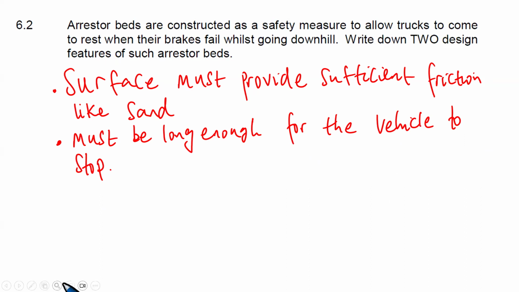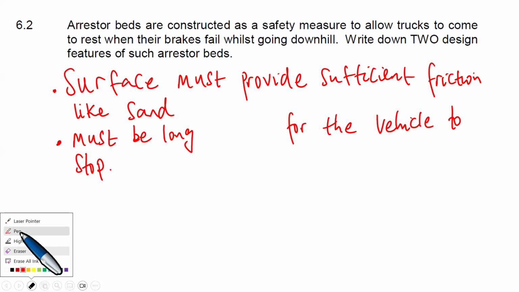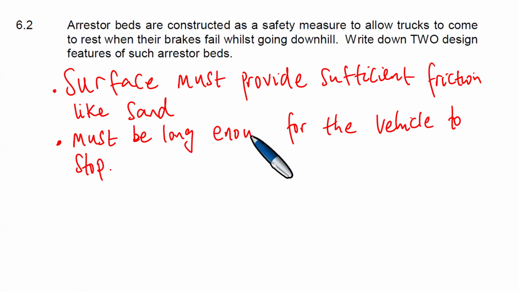So these are the design features, because these arrestor beds, you see them when you're traveling there at the toll gates and many other places where you might have the failure of braking systems. When the brakes fail and the truck can't stop on its own, the surface must provide sufficient friction, like sand, and it must also be long enough for the vehicle to stop. So just note that: long enough for the vehicle to stop.